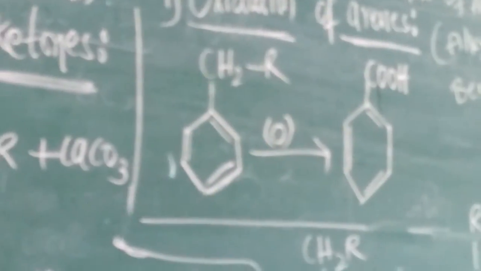Next, oxidation. How to prepare carbonyl compounds? Methods of preparation of aldehydes and ketones. Special methods, that is, oxidation of arenes. First, what is meant by arene? Arene means alkyl benzene.